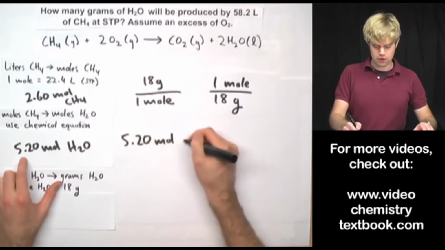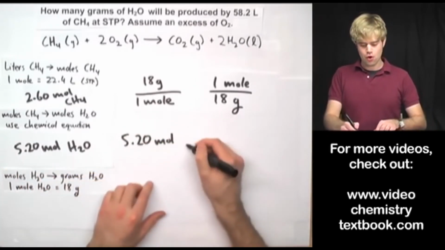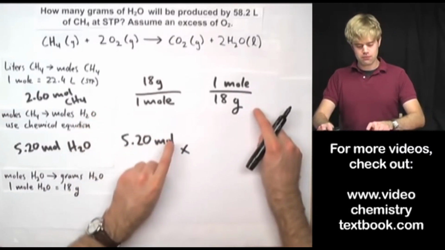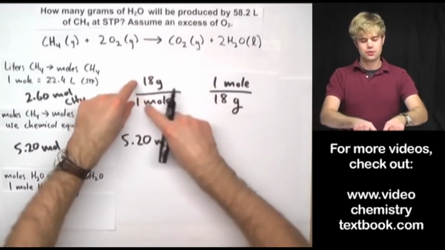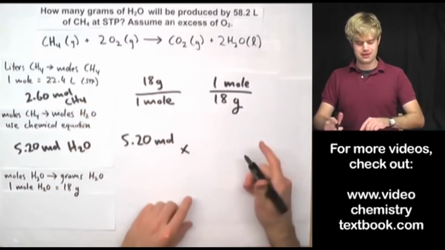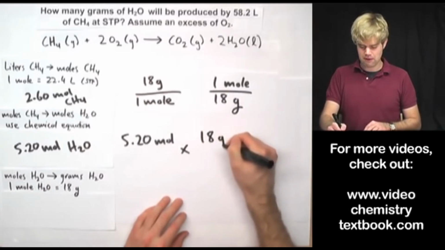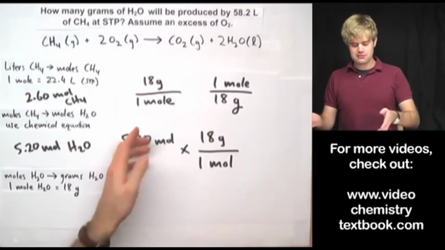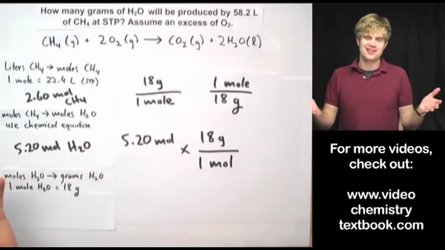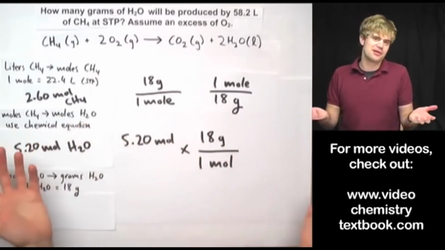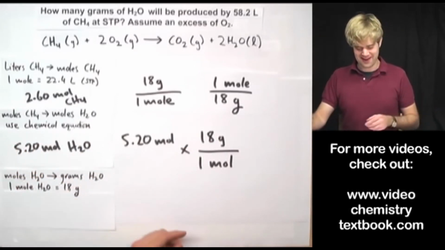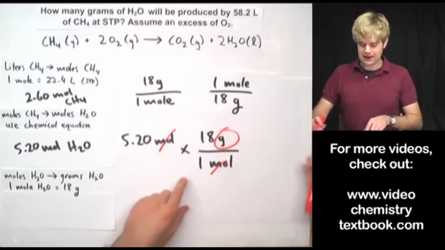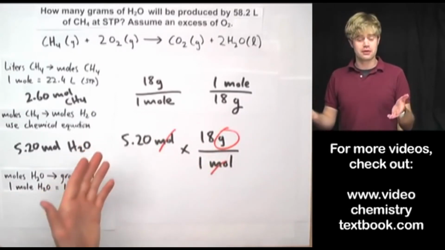With 5.20 moles of H2O, which of these conversion factors do I want to multiply by? I want to get rid of moles, so I'm going to use this one here on the left so that I have moles on the bottom to cancel out. So 18 grams divided by 1 mole. You may notice that sometimes I write it with E, sometimes I don't. It's no big deal. It's usually just when I write MOL, it's because I'm feeling lazy, but it's the same thing either way. Anyway, I have moles up here, moles down here. They cancel out, and I'm left with grams as my unit, which is perfect because that's what I want.